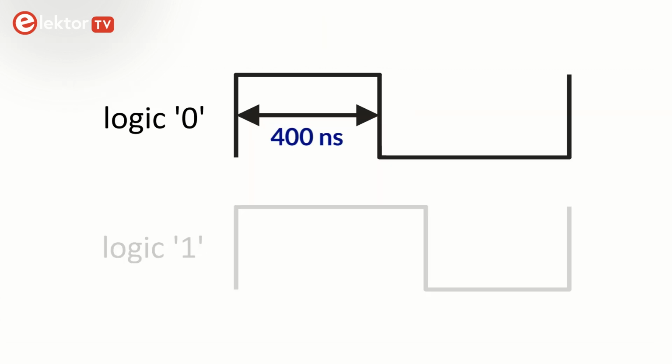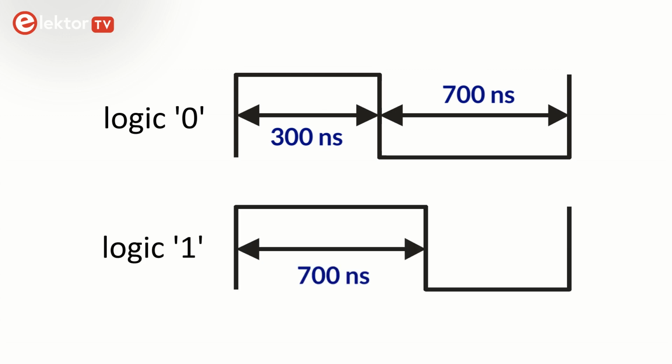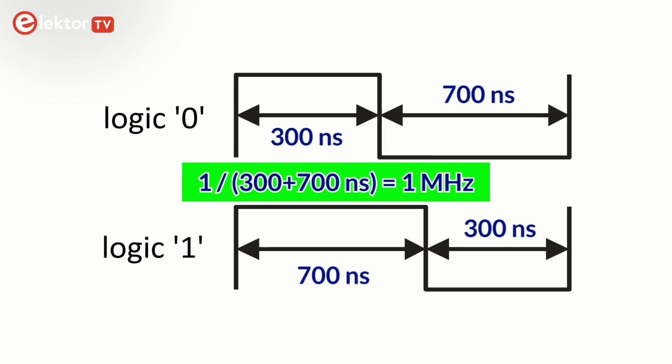So for logic 0, a pulse of 300 nanoseconds instead of 400, followed by a space of 700 nanoseconds instead of 800 is fine too. And the logic 1 is allowed to be a 700 nanosecond pulse followed by a 300 nanosecond space. With these values the data rate becomes 1 MHz, that's exactly what we were aiming for.